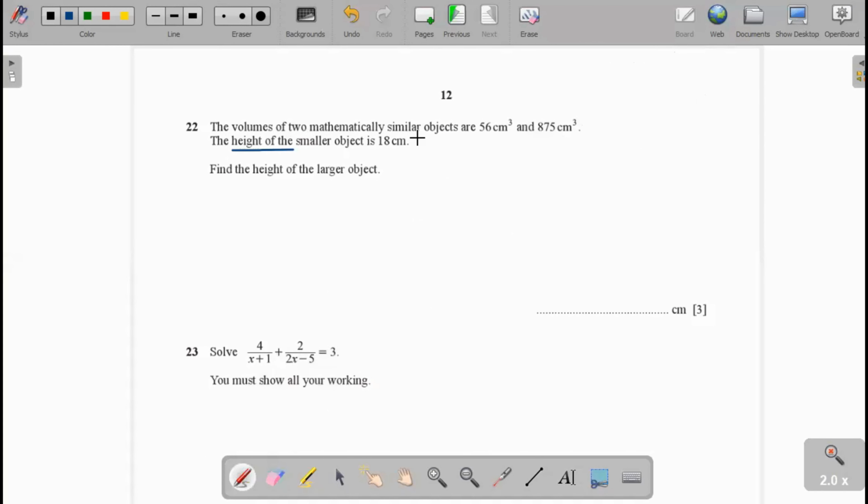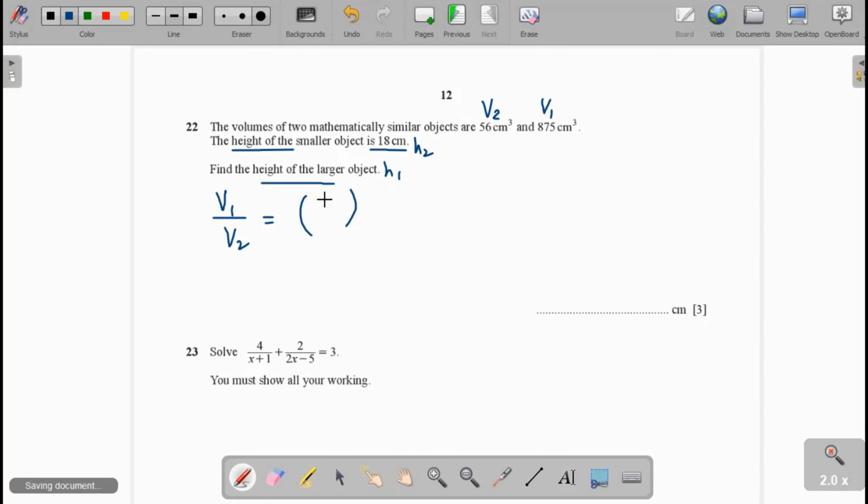The volumes of two similar objects are 56 and 875 cubic centimeter. The height of the smaller is 18 centimeter. Find the height of the larger object. Now we suppose that the volume of the larger is V1 and the volume of the smaller object is V2. The height of the smaller is H2 and that of the larger is H1. Now the ratio of V1 to V2, these are two similar objects. Therefore, the cube of the ratio of corresponding sides of these objects will be equal to the ratio of these volumes.